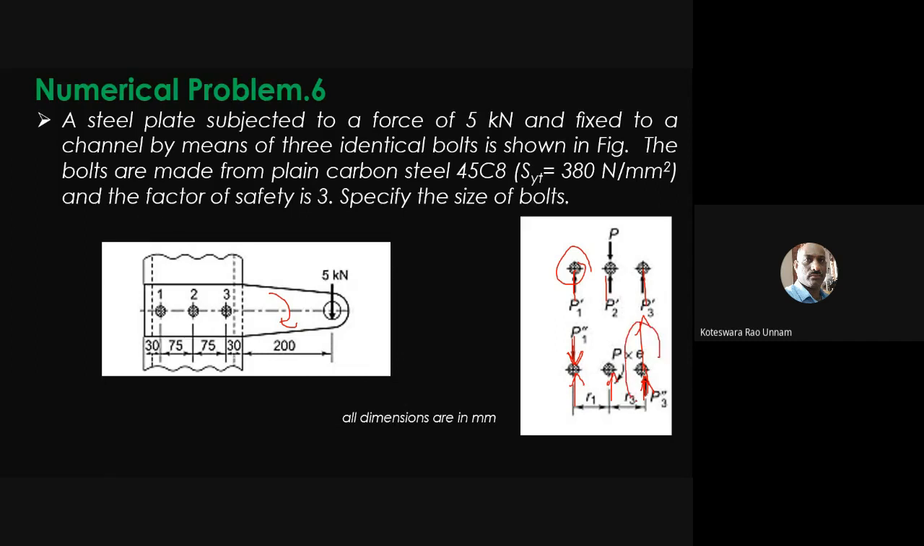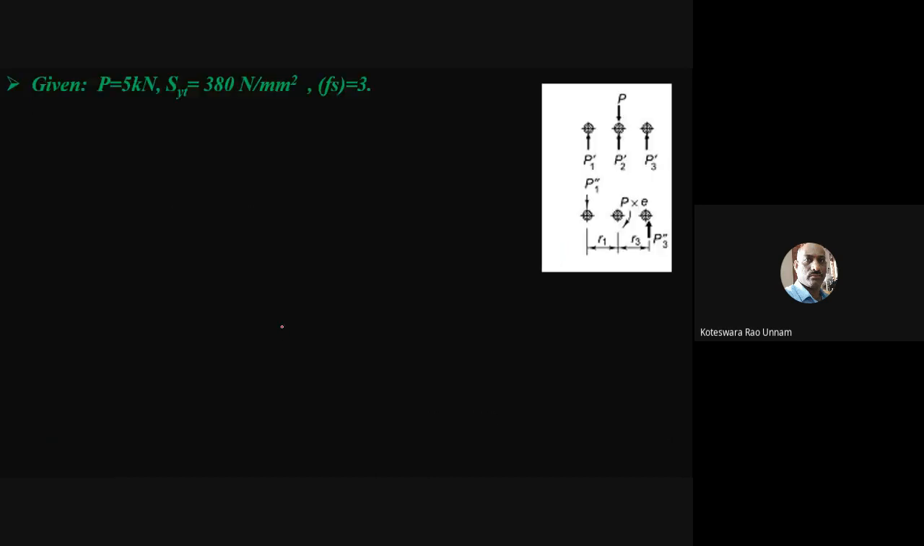So therefore, this is bolt 3, which is going to be subjected to the maximum shear stress. So we need to design the bolt system based on bolt number 3. That's it. I think now we are in a position to do this. I'll show you the calculation and then you can try it.